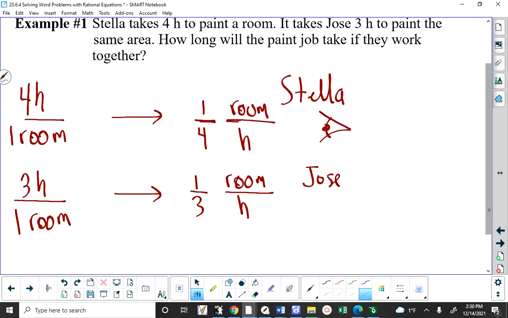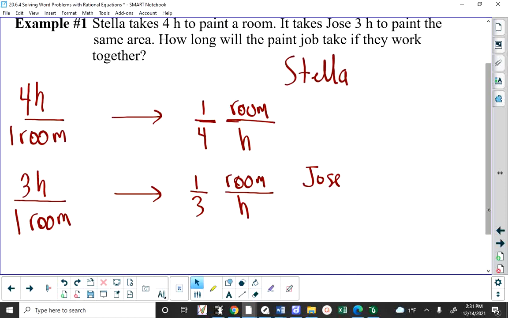So the question is, if Stella paints a quarter of a room in an hour, how many rooms will she get painted in 20 hours? The answer is 5, isn't it? And the reason it's 5, and I don't want you to write this down because it's going to mess up your notes, is if you take 1/4 of a room per hour and multiply by 20 hours, look at what happens to the hours. They cancel. Rooms per hour times hours will give you just rooms.